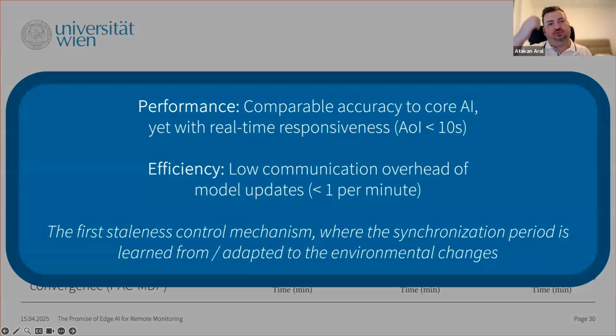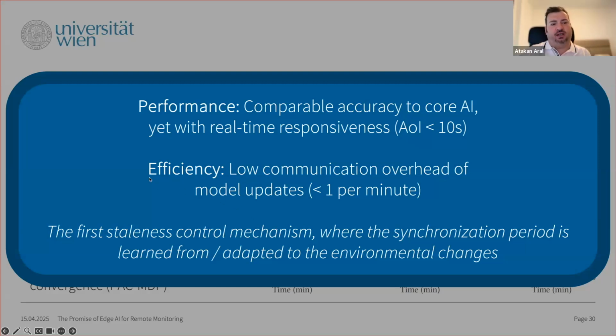So what we achieved here is comparable accuracy to core AI. So what we called core AI is the traditional way of collecting all the data in a central location and then processing it in batches, but all data is there already. But in our case, some data were missing, some arrived late, etc. Still, we had comparable accuracy with real-time responsiveness. We managed to keep age of information under 10 seconds, which means any data collected from the environment or whatever were included in the model within 10 seconds on average.